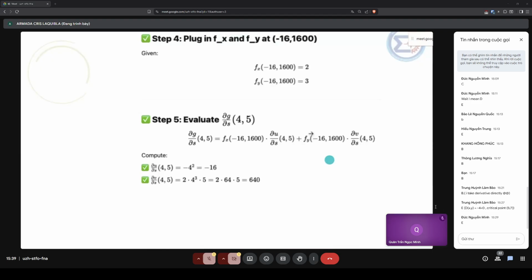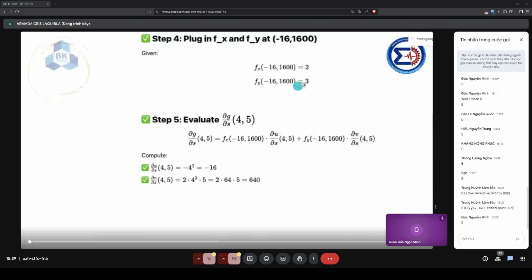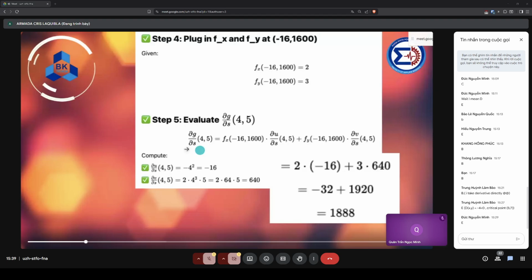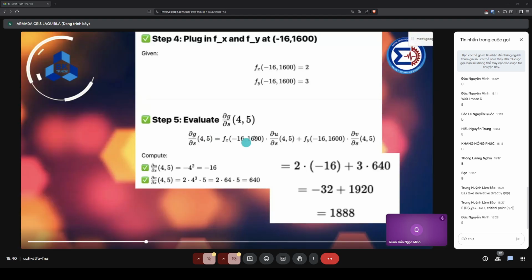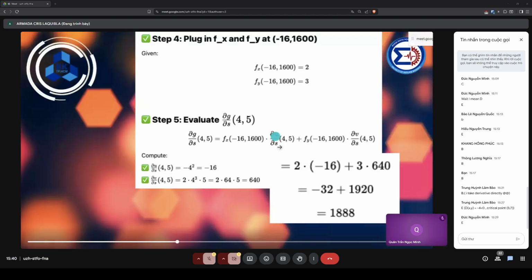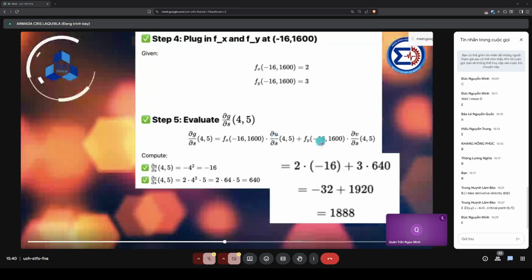Okay. So that's their value, 2 and 3. So we substitute it here now. The partial of g over partial of s for 5. We have their fx. We have 16, 1600. Partial of u over partial of s for 5. And then your fy. And then your partial of v over partial of s.